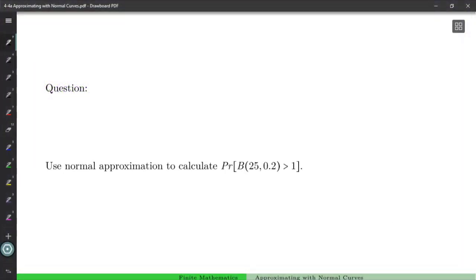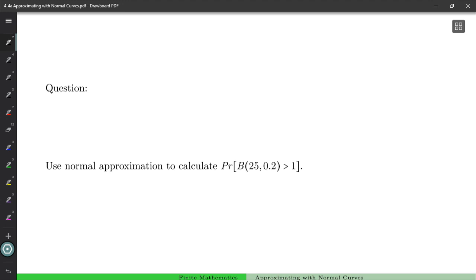Use normal approximation to calculate the probability that a binomial random variable representing an experiment that is done 25 times with a 20% chance of the outcome we wish to count is greater than 1. So we get more than one of the outcomes we're interested in. What's the probability that happens?